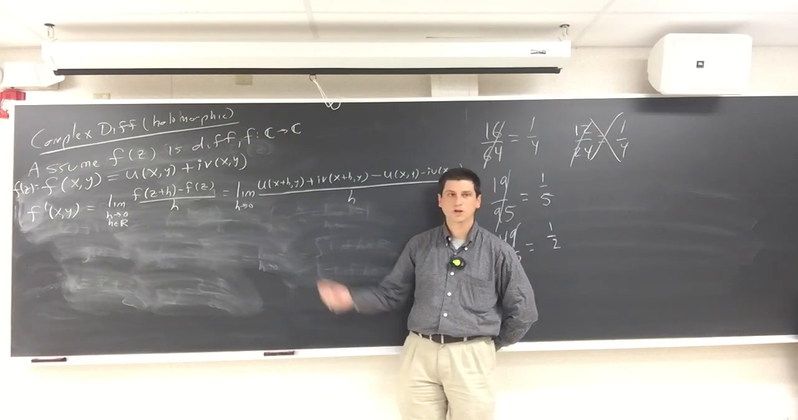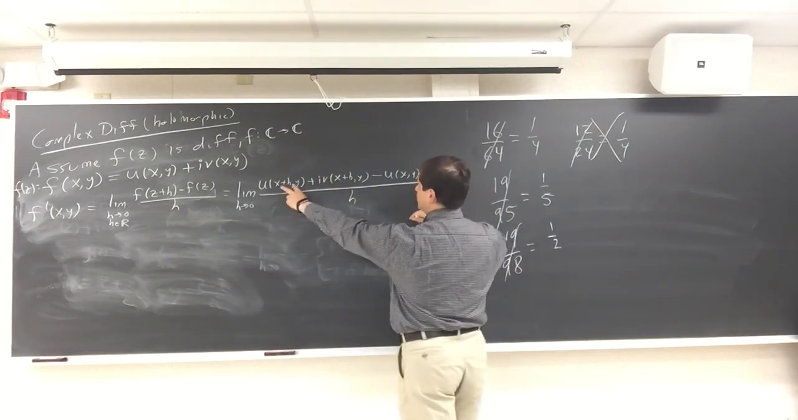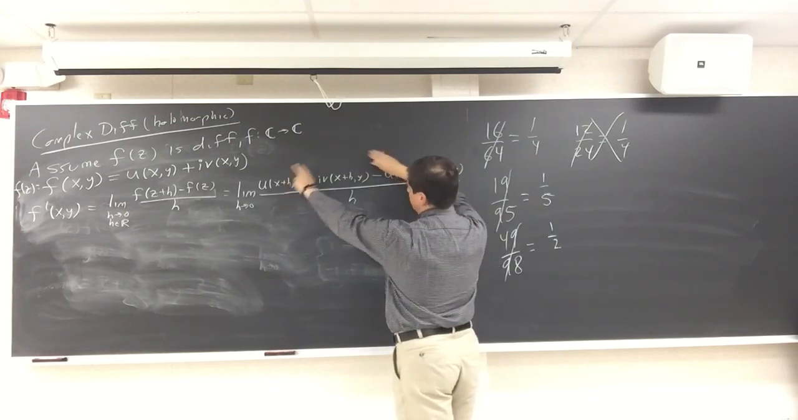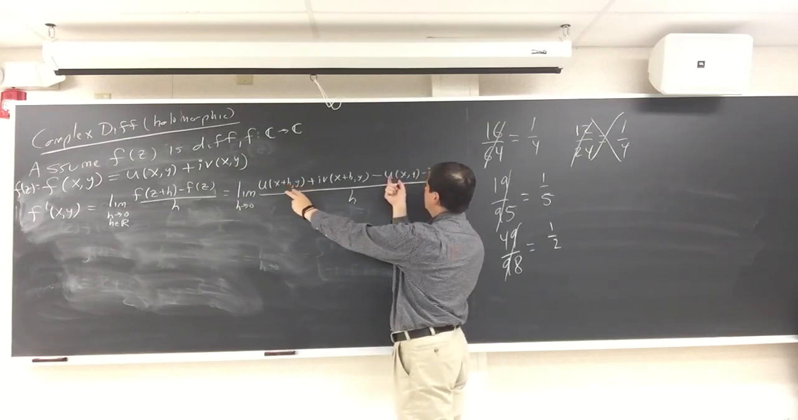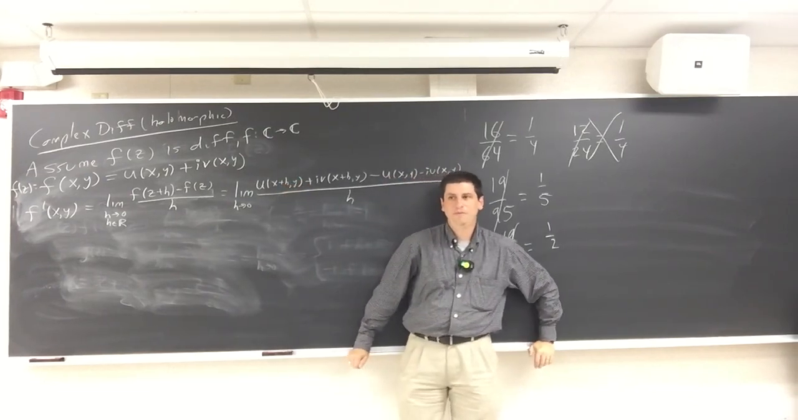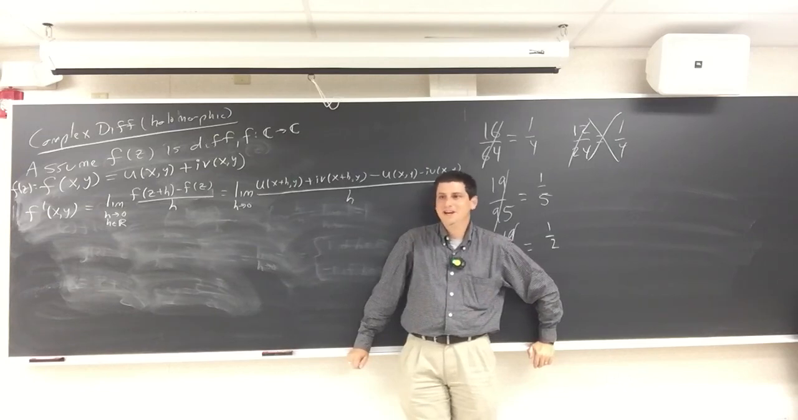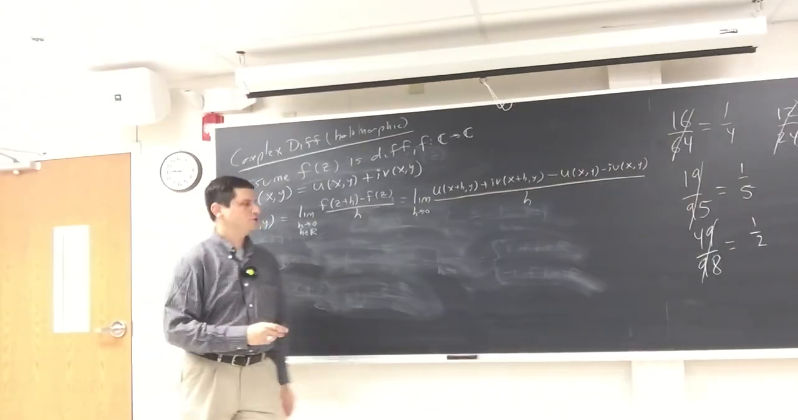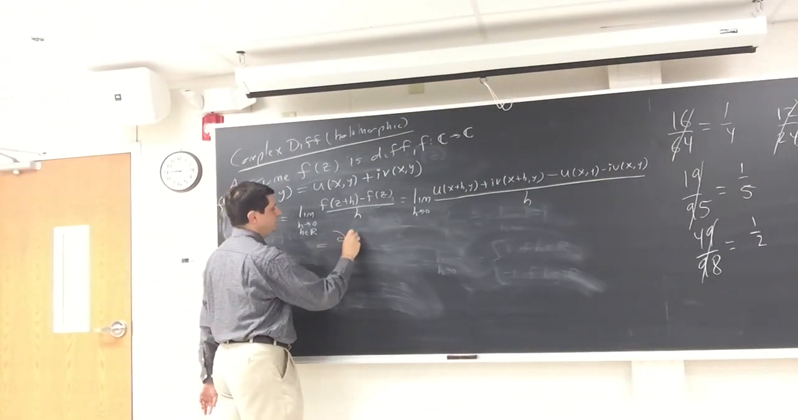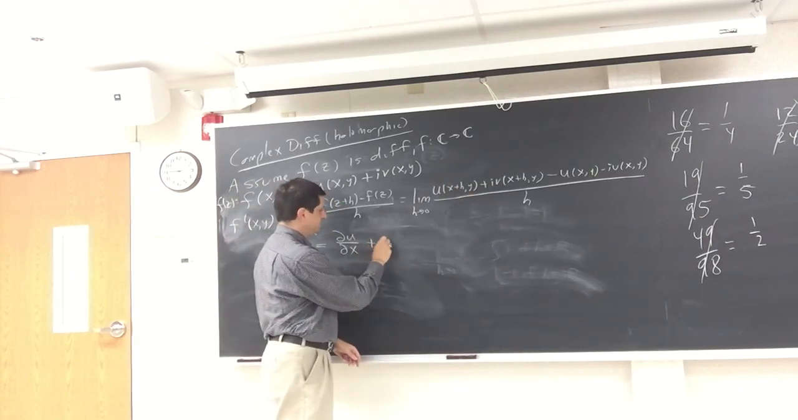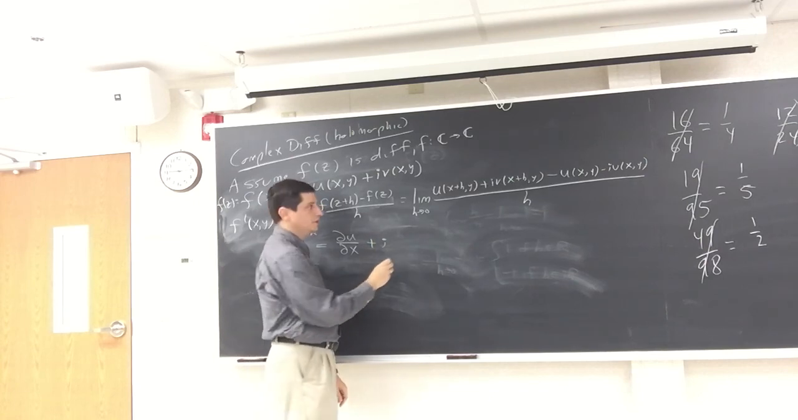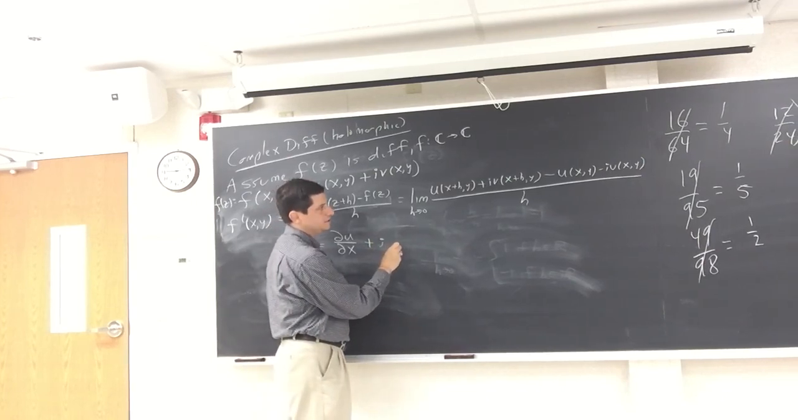Okay. So when you see something like this, you want to group things. I've got a u of x plus h,y, a u of x,y. Those two want to group together. These two want to group together. And what is u of x plus h,y minus u of x,y over h? Yes. That's the partial of u with respect to x. So when we now simplify this, we now get that this is equal to du dx, that's the first one, plus i dv dx.